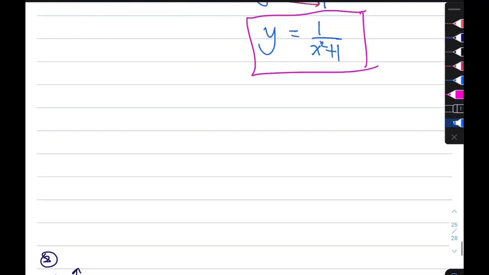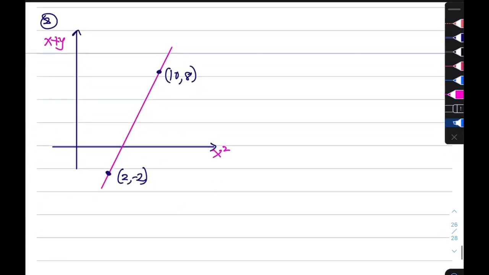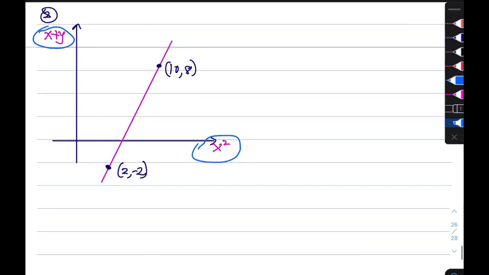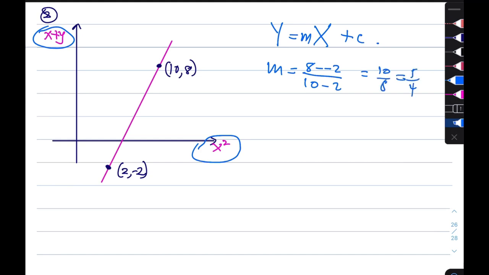All right, now let's look at this example. Also, pay attention to the axes. The axes are really, really important. If you don't pay attention to that, you will make a mistake. Considering what we have here is a straight line, so write y is equal to mx plus c. Now, what is the gradient? Well, the gradient could be 8 minus 2 over 10 minus 2. That will give you 10 over 8, which is 5 over 4, right?